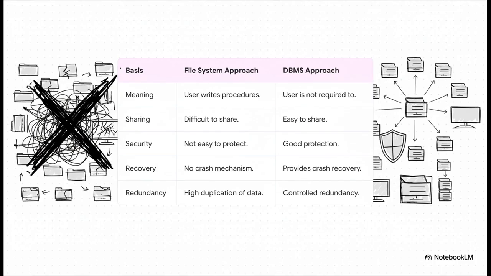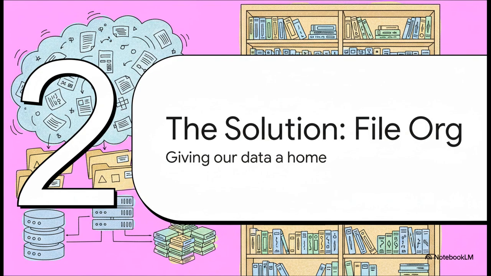But a database management system, a DBMS, is a whole different beast. It puts everything in one place, cuts down on duplicates, makes sharing a breeze, and has your back if things crash. It's a total game changer. So, that brings us to the very first step in taming all this chaos, file organization.